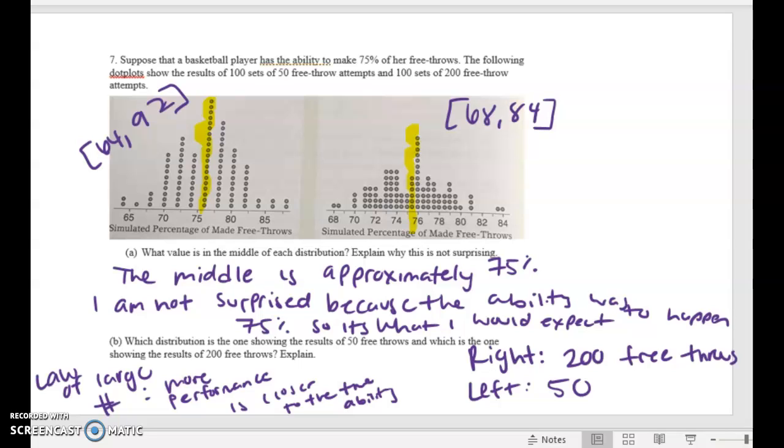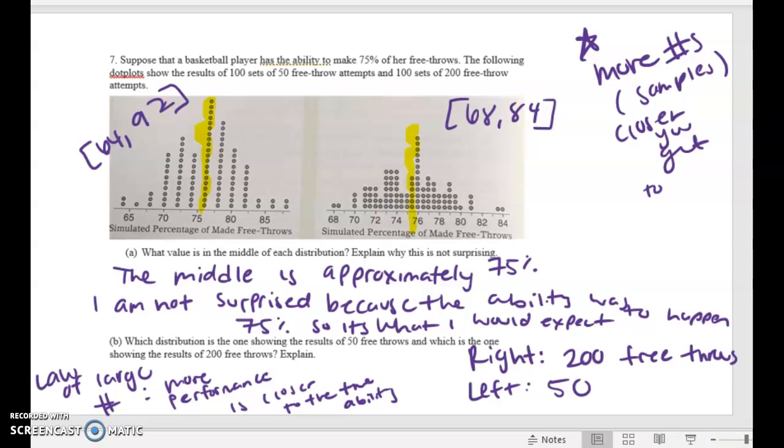So the more numbers that you have, I'm going to write this up top, the more numbers or the more samples, the closer you get to the ability. So the more samples that I look at, like the 200, notice that the data is getting closer together.